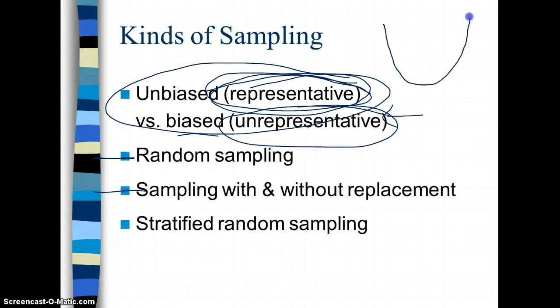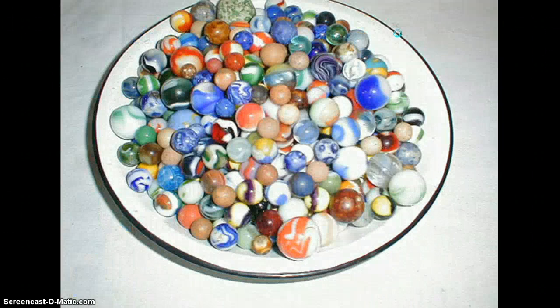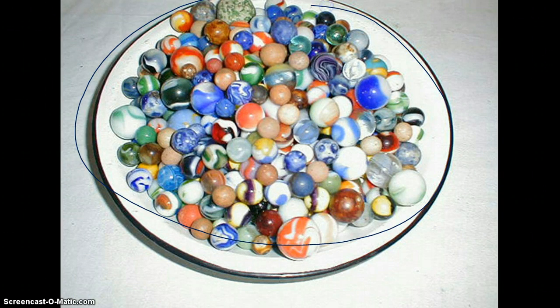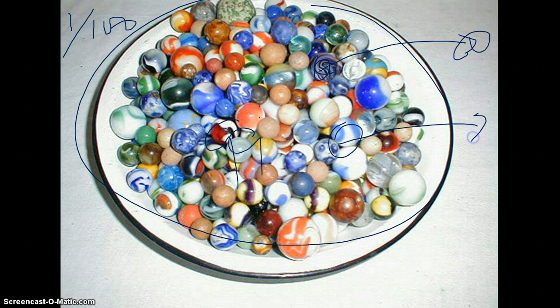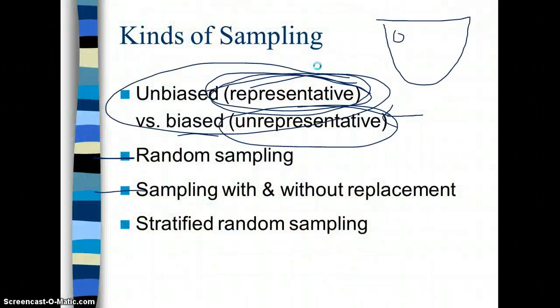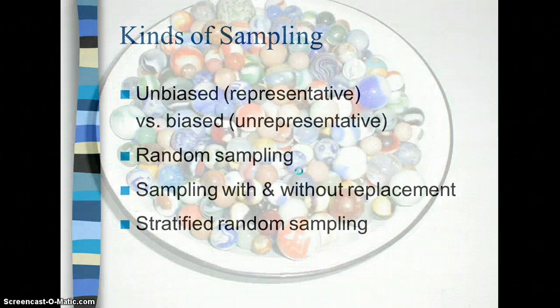Let's imagine I have a plate full of marbles. And I take one of these marbles out. Let's say I started with 100, and I took one out. What's the chance of me pulling that one out? 1 out of 100. If I keep that one out, how many are left? 99. If I pull another one out, what's my chance? If there are only 99, it's 1 out of 99. So my chance of pulling the second one out is actually greater than the first one. That is called sampling without replacement.